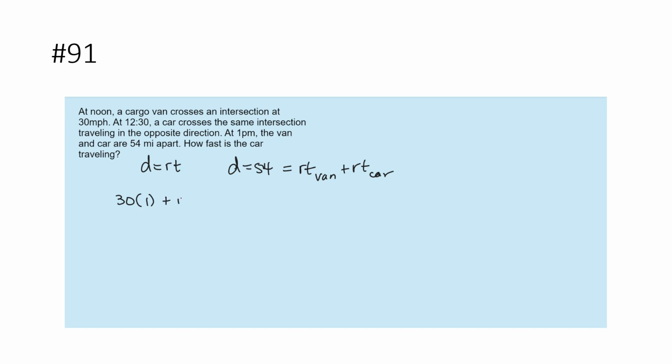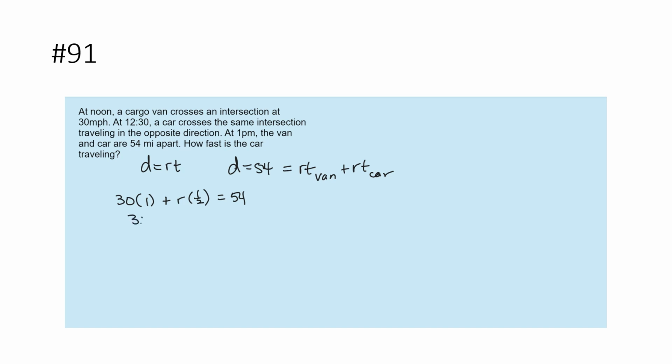And then we don't know the rate of the car, but we know that the car left the intersection at 12:30. So from 12:30 to 1 p.m. is half an hour. So you got to make sure that you put it in terms of hours and not in terms of minutes. You wouldn't want to put 30 there, because that would not be the same unit of time. So you have to put 1/2, because it's half an hour. And then this is going to equal 54.